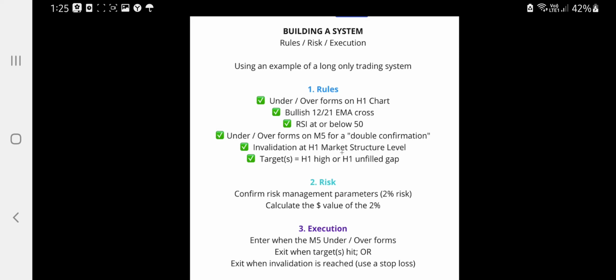You can just wait for essentially what we know as an under-over deform, where you have a low, the low gets swept on the 1 hour chart, price breaks up, it breaks above the previous highest up candle before the sweep of the low, and you enter on the retest of that level. You go long, you put your stop below the lowest low, you target some high or some liquidity. That is simple. That is a trading system.